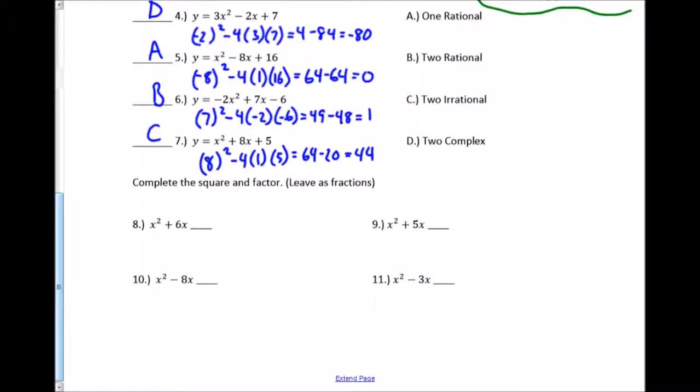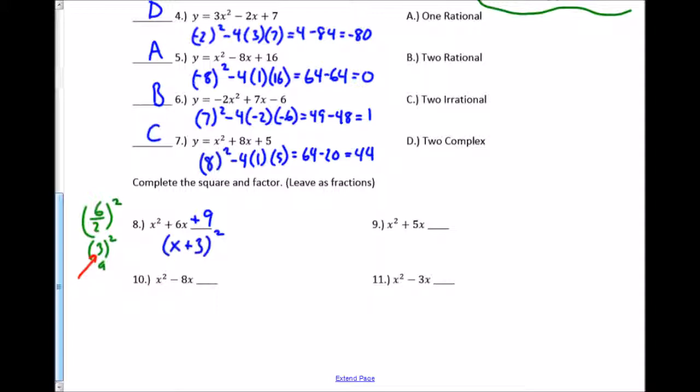For these, I want to complete the square and then factor. So for completing the square, I just do b divided by 2 and square it. So again, here I'm doing 6 divided by 2 and square it, which is 3 squared, which is 9. So my missing term here is a plus 9. And then if I want this in factored form, it's x plus 3 squared. And again, the shortcut is just taking the thing that I squared here. It's the b value divided by 2.